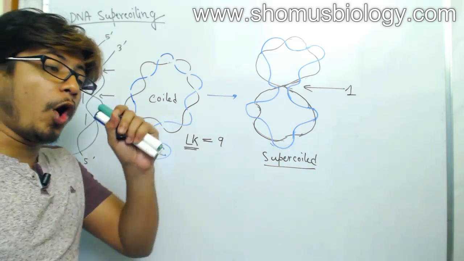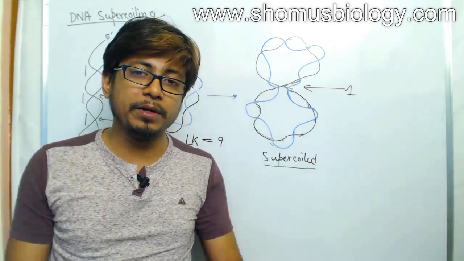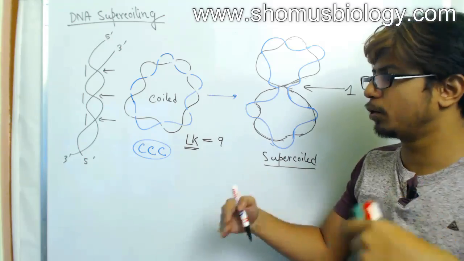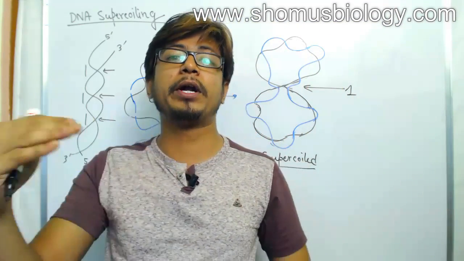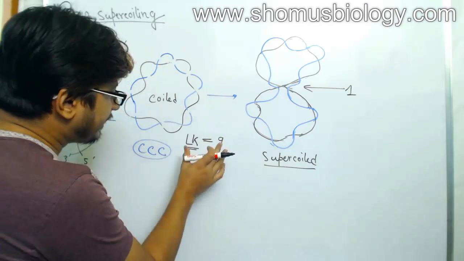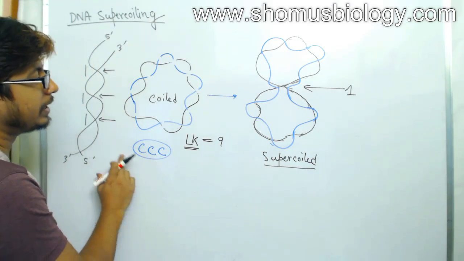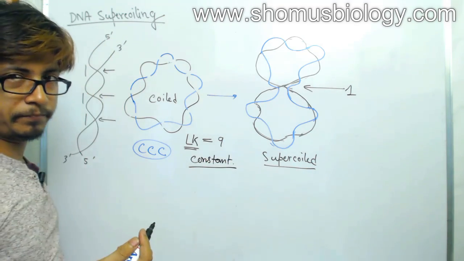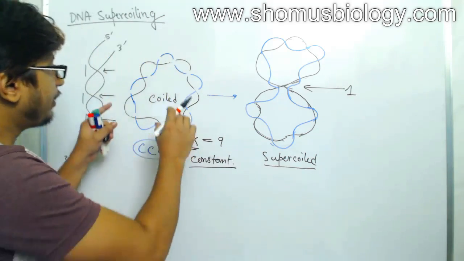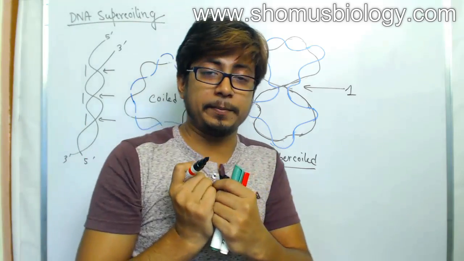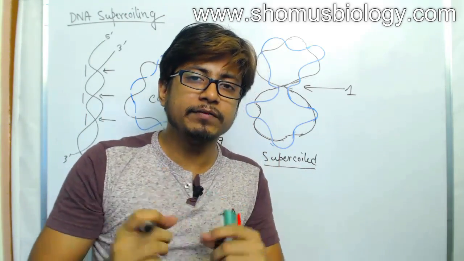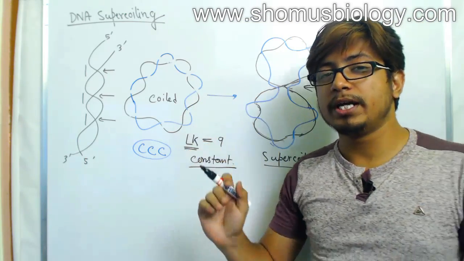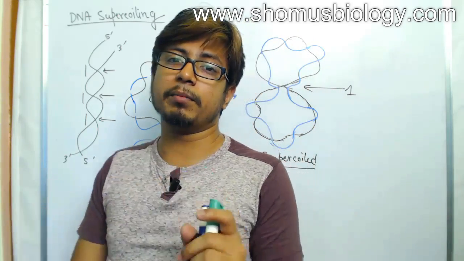Now this linking number is always an integer value. It will remain an integer value. That means there is no decimal fraction. It will be 1, 2, 3, 4, 5, 6, 7, 8, 9, 10, 11, 12, but never 1.2, 1.5, nothing like that. So this linking number for a closed covalently circular DNA will always be constant, unchanging. You cannot change the linking number if the DNA is tied, that means there is no break. If the DNA is linear, then the linking number can easily vary. But if it's closed-ended, you can never change the linking number.